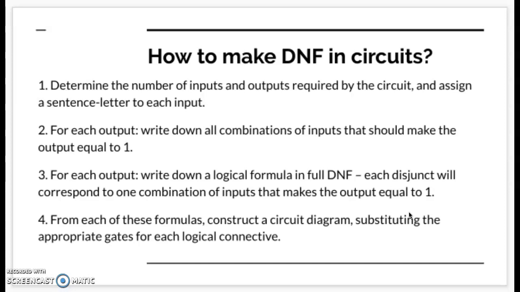First, we determine the number of inputs and outputs required by the circuit and assign a sentence letter to each input. Second, for each output, we write down all combinations of inputs that should make the output equal to 1. Third, for each output, we write down a logical formula in full DNF where each disjunct will correspond to one combination of inputs that makes the output equal to 1. Fourth, from each of these formulas, we construct a circuit diagram, substituting the appropriate gates for the logical connectives.